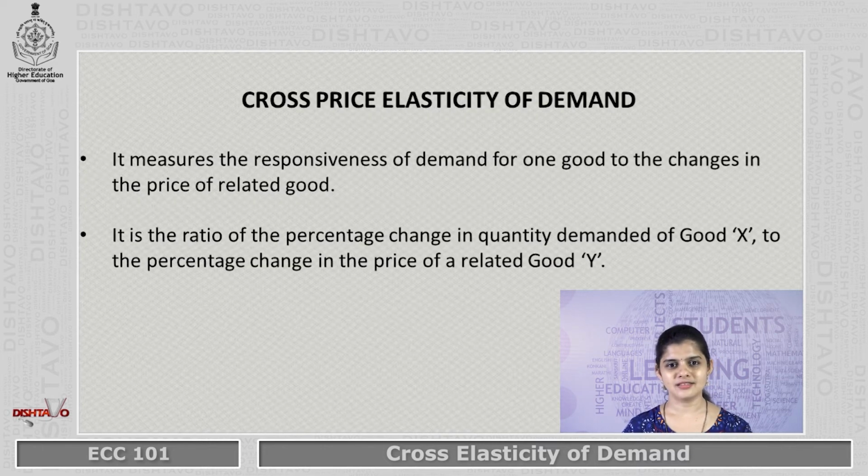Let us now begin. Cross price elasticity of demand measures the responsiveness of demand for one good to the change in the price of the related good. It is the ratio of the percentage change in quantity demanded of good X to the percentage change in the price of related good Y. It is defined as the degree of responsiveness of the percentage change in the quantity demanded of good or service X to the percentage change in the price of the related commodity Y.